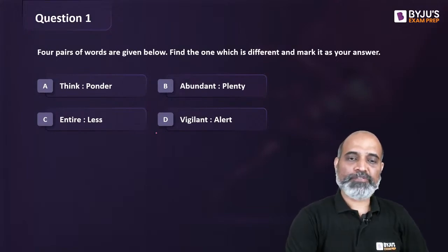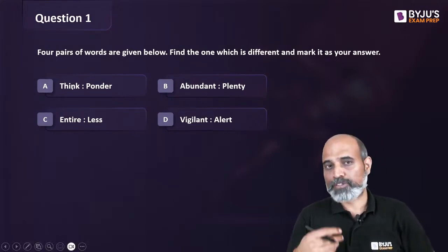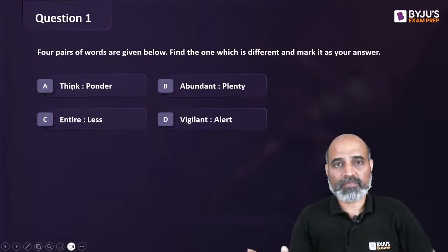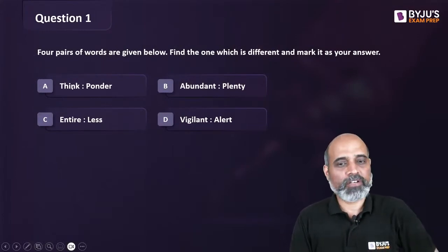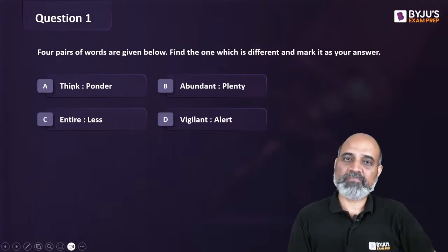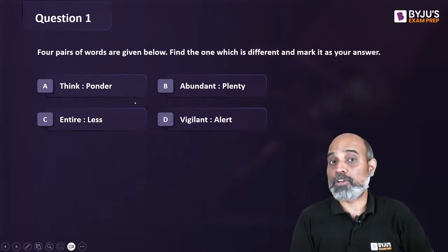So I believe everybody will be able to solve this very easily. Think and ponder, this is a synonym. When you think about it, when you ponder over something, right? Abundant is synonym of plenty. Plenty means a lot, abundant means a lot. Similarly, being vigilant means being alert, right? So A, B, D, every pair of words, they are synonyms of each other.